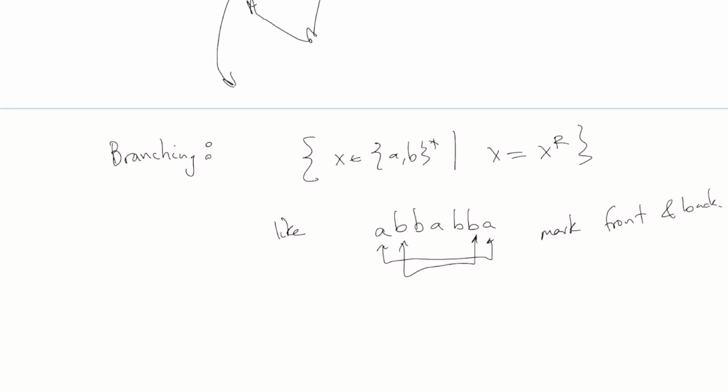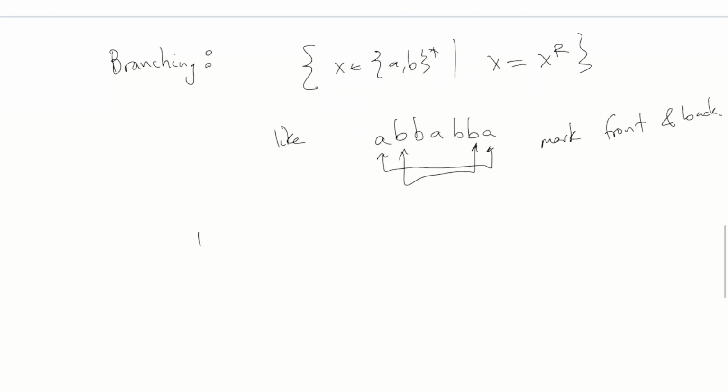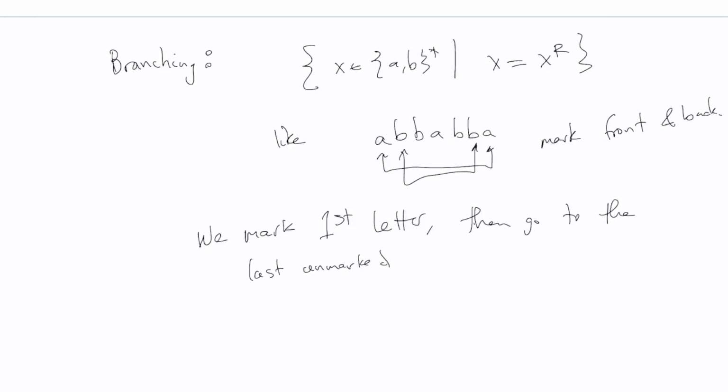To be a little more specific about this, I'm going to say we mark the first letter. Then go to the end. Well, really, not necessarily all the way to the end, right? At least the first time it is all the way to the end. But really what we want is we go to the last unmarked letter. And then mark it. I would say parenthetically, if it matches, right?